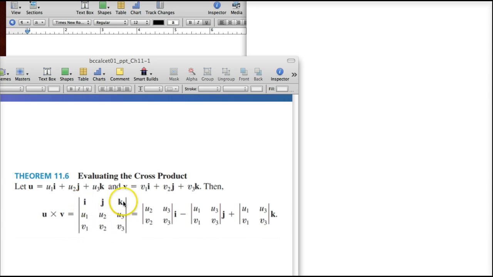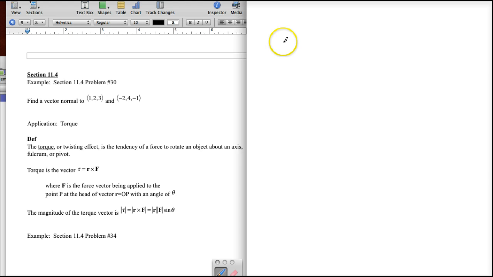And notice we have i, j, k, and then we have u1, u2, u3, v1, v2, v3, where those are the components from each of the individual vectors u and v respectively. And then we follow the process of i times determinant of the 2x2, minus j, determinant of this 2x2, and plus k, determinant of the resulting 2x2. And remember, each of these small 2x2 matrices are found by eliminating the row and column that either i, j, or k live in. Okay? And remember to alternate the sign, positive, negative, positive.